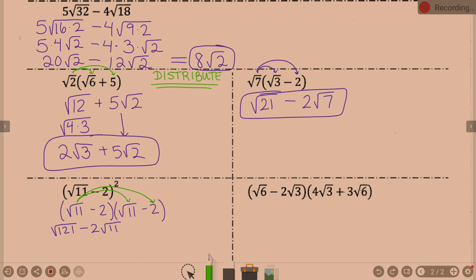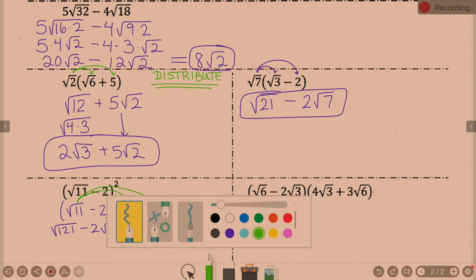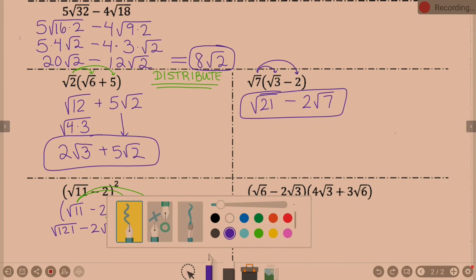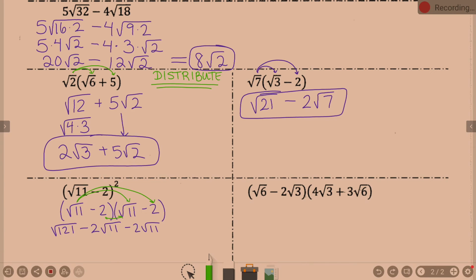Okay, now we're going to distribute the minus 2. Minus 2 times square root of 11? Minus 2 square root of 11 again. And last, distribute the negative 2 one last time. Negative 2 times negative 2 is plus 4. Okay.